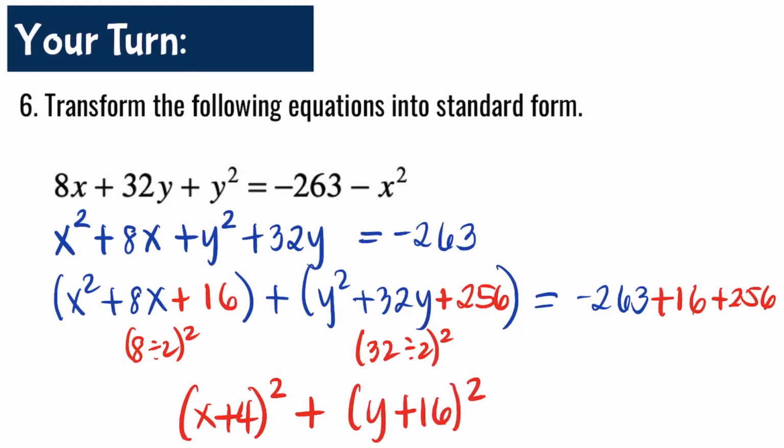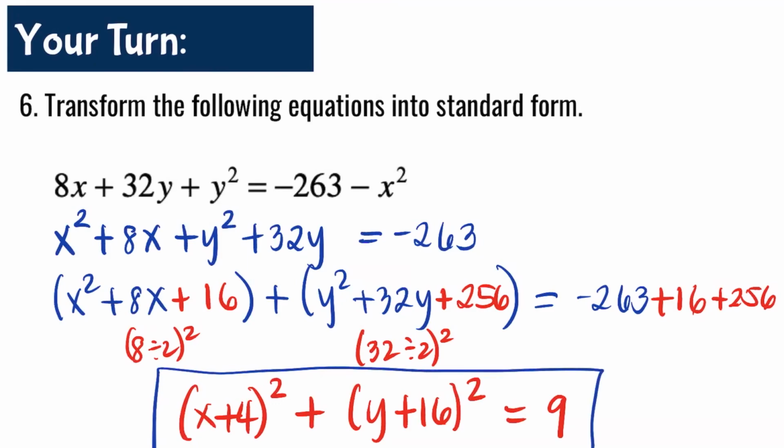Same thing, 16 to the second power is 256. And for the right side, 256 plus 16 is 272, minus 263 is 9. So this is the standard form of the given general form.